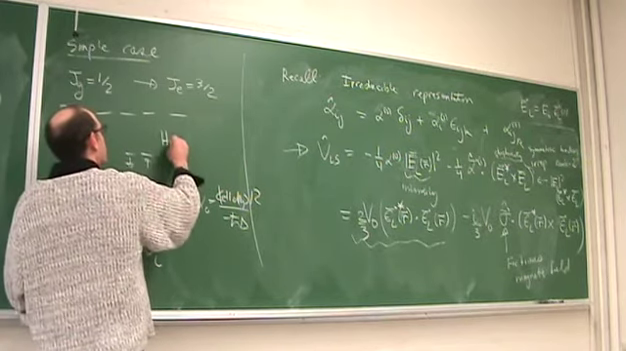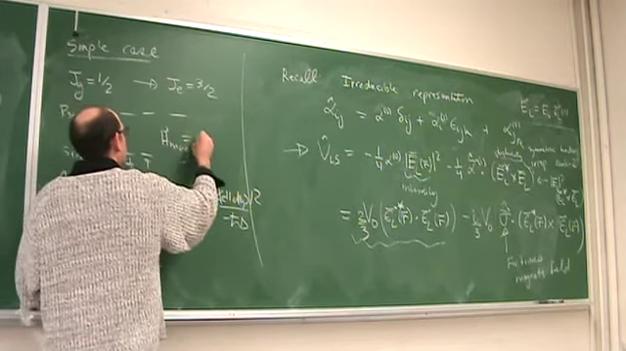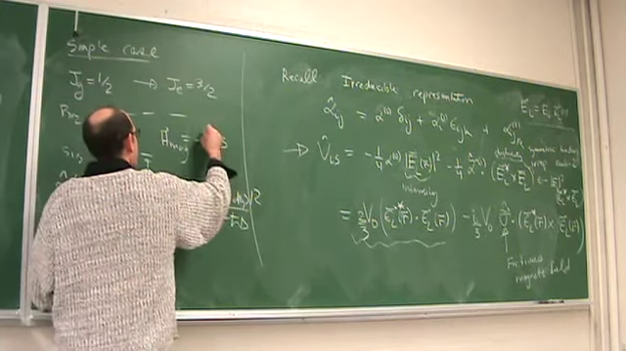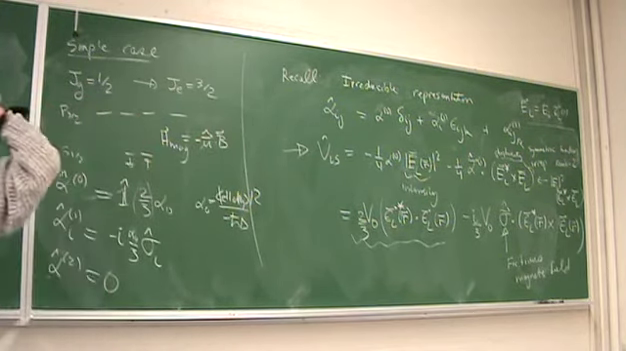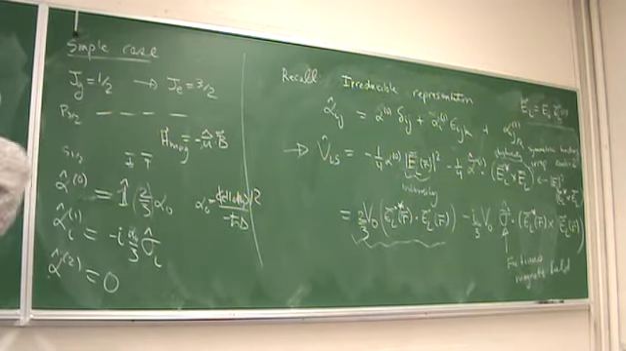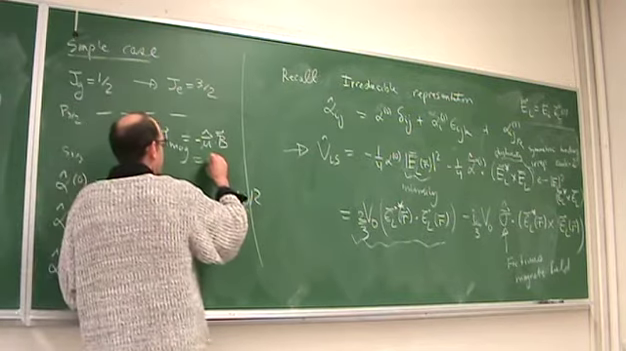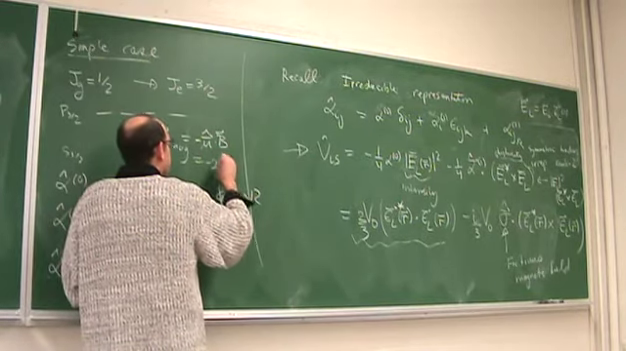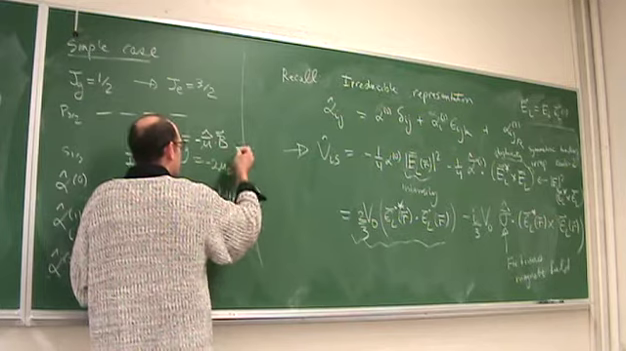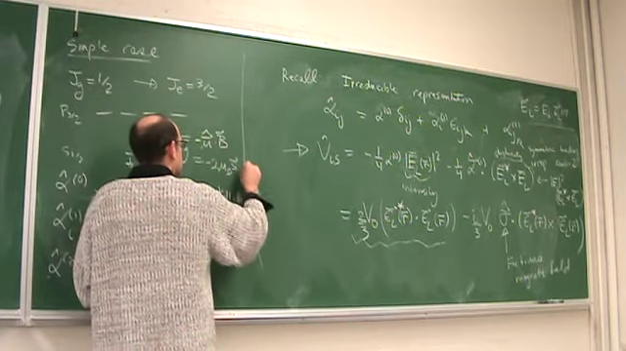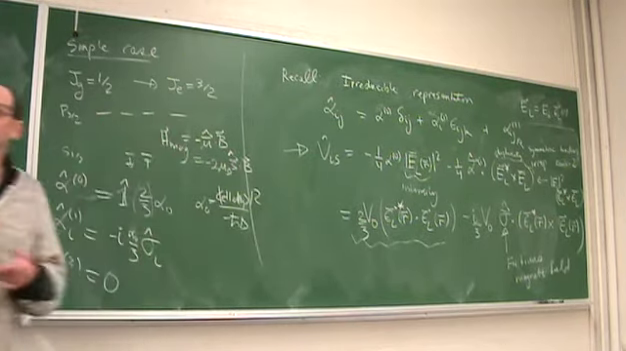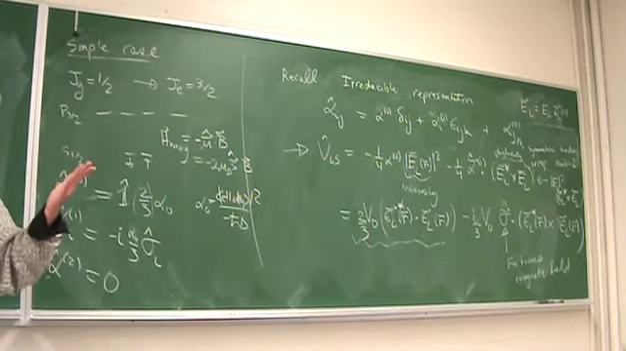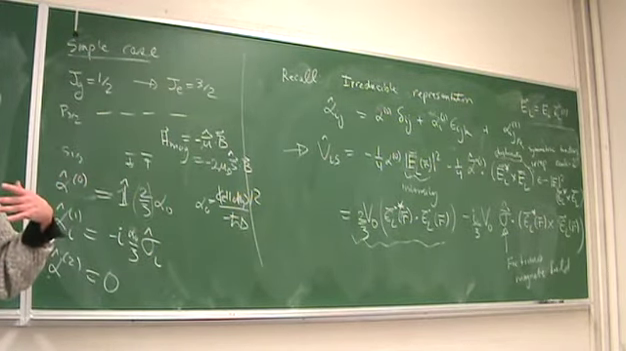A magnetic interaction is minus mu dot B, right? And the mu of a spin 1/2 particle is proportional to its spin. It's proportional to the sigma matrix. So this would be equal to twice the g factor, mu B, times the spin. And the spin is the sigma matrix over 2.